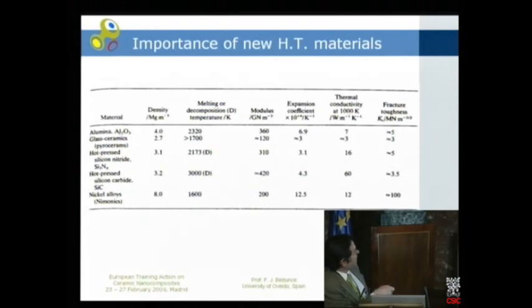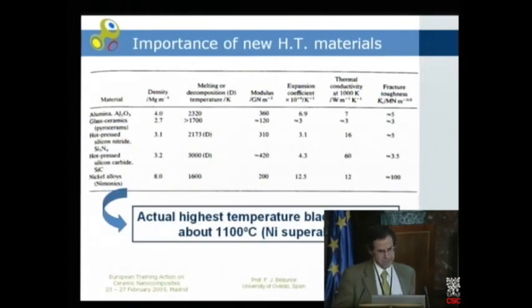By contrast, these nickel alloys have much higher fracture toughness. You can see that there, and this is the material we are using at the moment. You can see that all the other properties are much worse than those of ceramics. For example, density is much higher, melting temperature is much lower, the elastic modulus in general is also much lower, and the thermal expansion coefficient is quite high in comparison with ceramics, but it is the fracture toughness which makes this the only material at the moment able to produce these blades.